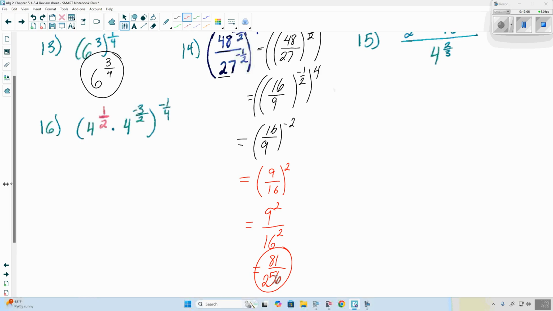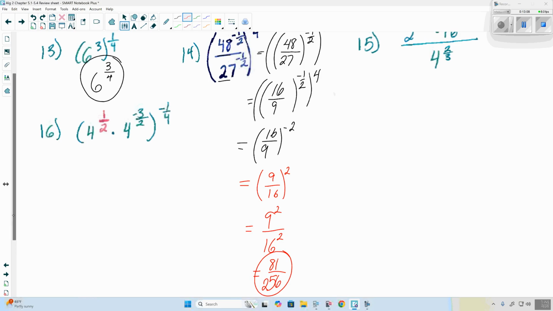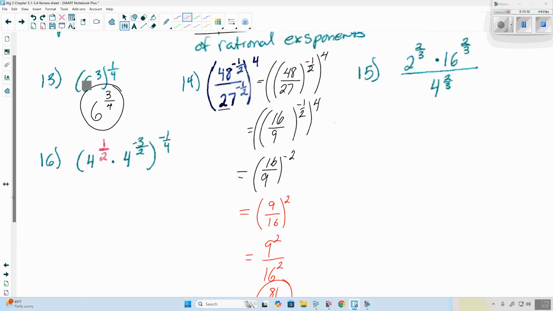Questions on 14? 15. Looks worse than 14. Yes? If we look at this here, we have 2 to the 2/3 times 16 to the 2/3, all over 4 to the 2/3. Now, we did this with the last one because if we had the same exponent on top and bottom, we can pull it out. Yes? We can do that with division. We can do it with multiplication. We can't do it with addition or subtraction.